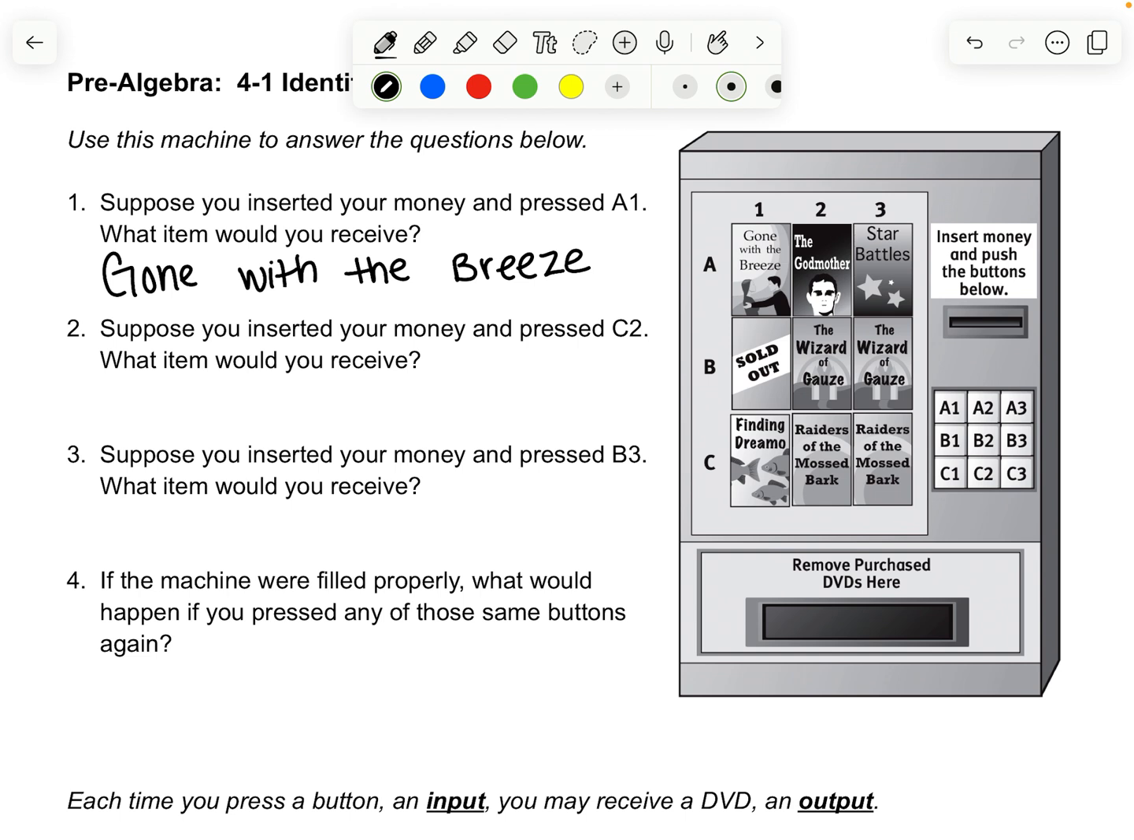For C2, I'm going to look at the bottom row for the letter C, go to the right 2 movies. I see that I should pick Raiders of the Lost Ark. So for number 2, if you had Raiders of the Lost Ark, awesome job. If you did not, go ahead and correct your answer or fill it in.